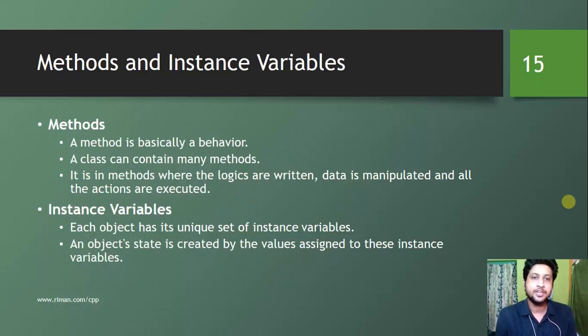Methods and instance variables are part of a class, so they are called the members of a class. Instance variables define the states of an object, whereas methods define the behavior of an object. Methods are responsible for manipulating the data, or instance variables, within the class.